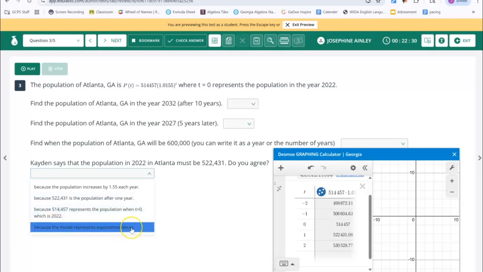Because the model represents exponential decay. Nobody cares about that because, again, we're talking about what is the population in Atlanta in the beginning.